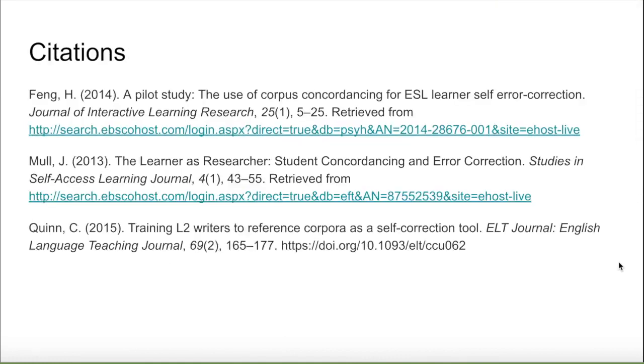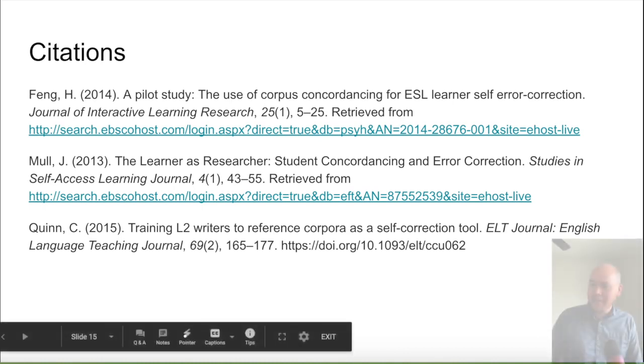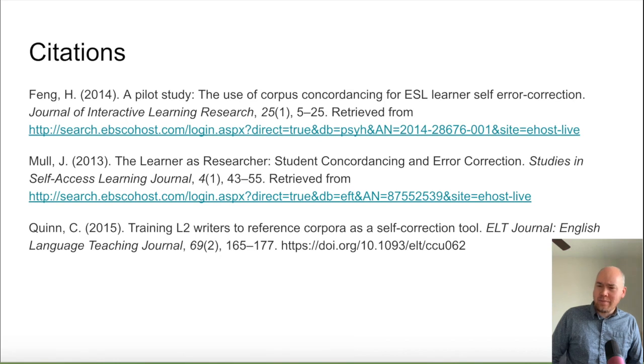Anyway, here are my citations. I did this in APA, apparently. Or citations? It should be references. Anyway, feel free to read these for more ways of using COCA in class. And thanks for listening.